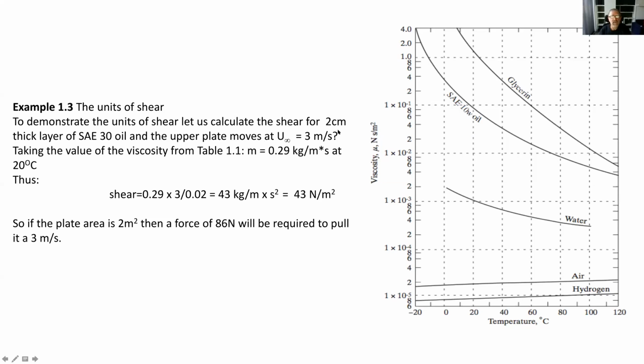And I forgot to mention that the spacing between the two plates is 2 centimeters. Therefore, using simple algebra, it turns out to be 43 kilograms per meter squared. And that's 43 Newton per meter squared. So units are exactly like pressure. So now if you have a 2 meter square plate, you just simply multiply by 2. Okay, very, very simple example.